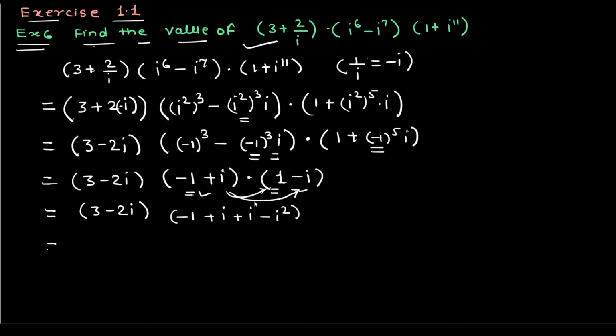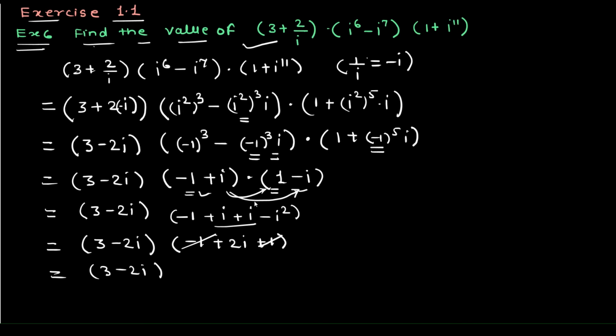So again we simplify that term, it is 3 minus 2i as it is. In that bracket we get minus 1 as it is, then 2i, plus i plus i is 2i, and i squared is equal to minus 1, so that's why it will be plus 1. So in this way we get 3 minus 2i, and then minus 1 plus 1 will get cancelled, that is 2i.